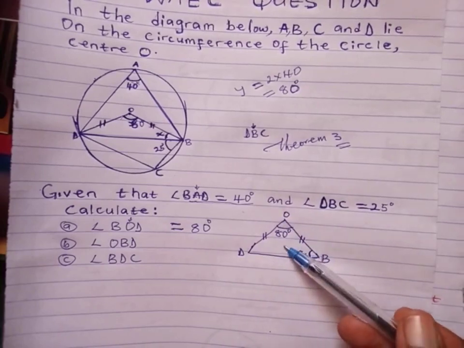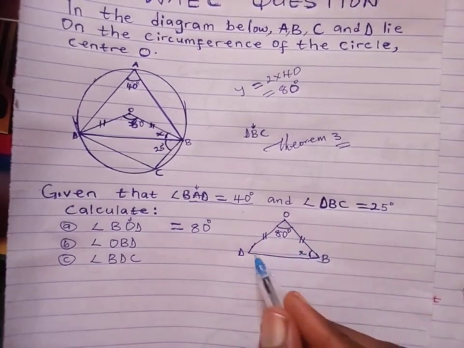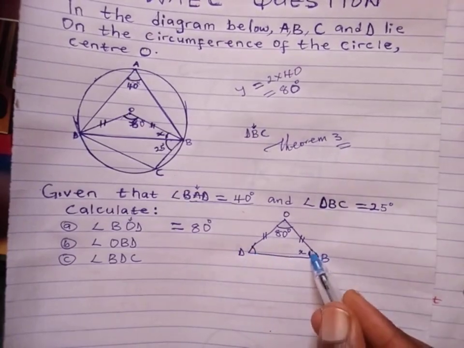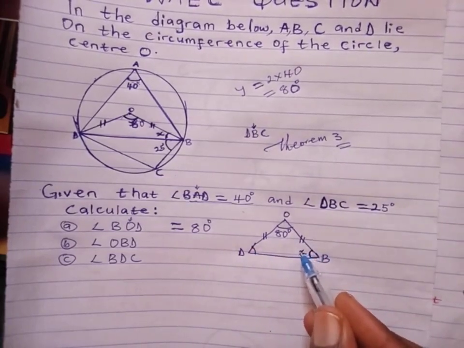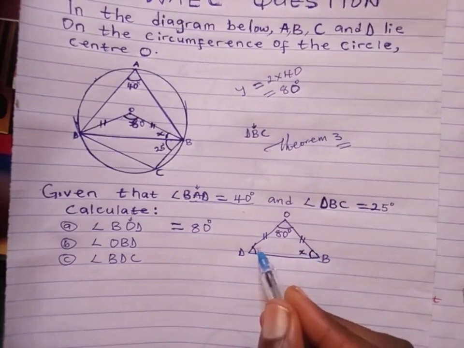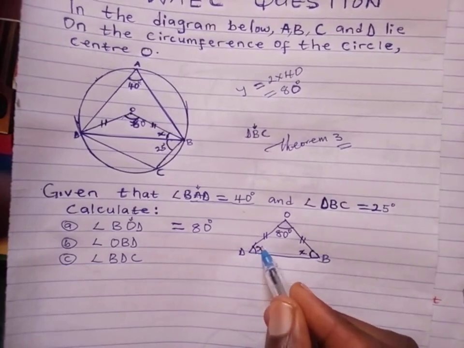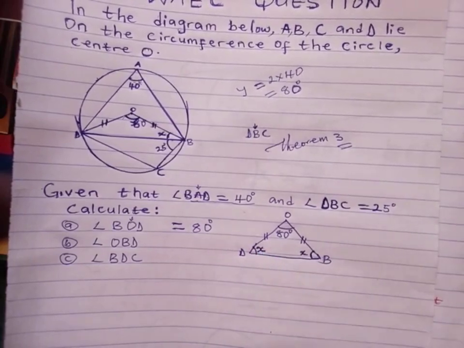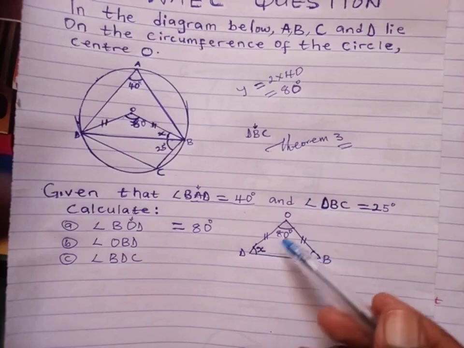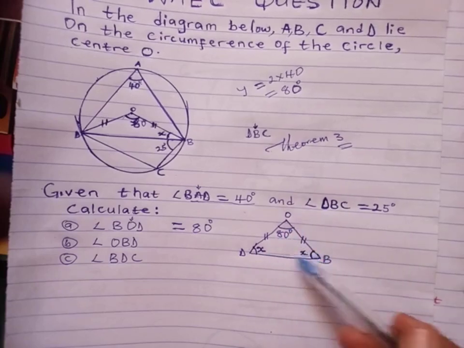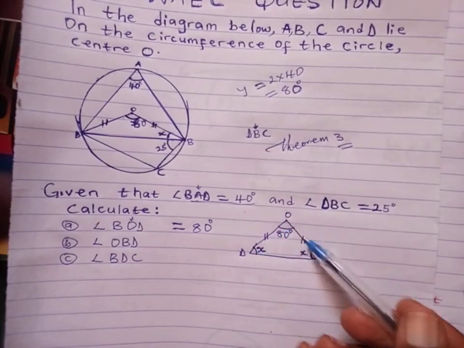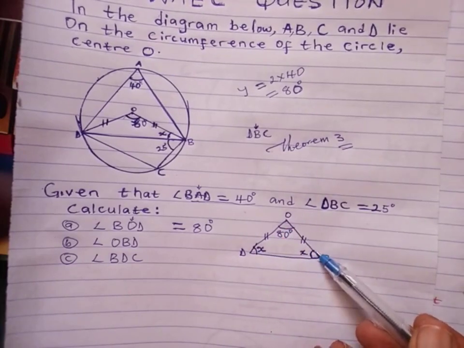And one of the properties of an isosceles triangle is that the base angles must be equal. The angle that is formed here and the angle that is formed here will be equal to each other. So if this point is X, this point will also be X. Okay. Why? Because it is an isosceles triangle. In an isosceles triangle, the base angles will be equal because the two sides are equal to each other.